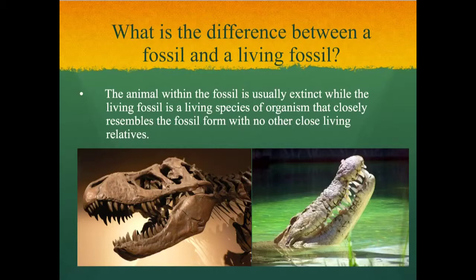What is the difference between a fossil and a living fossil? The animal within the fossil is usually extinct, while the living fossil is a living species of organism that closely resembles the fossil form with no other close living relatives. On the left side, you can see an example of a fossil of a T-Rex, while on the right side is an example of a living fossil of a crocodile. And as you can see, there's a slight resemblance within their features.